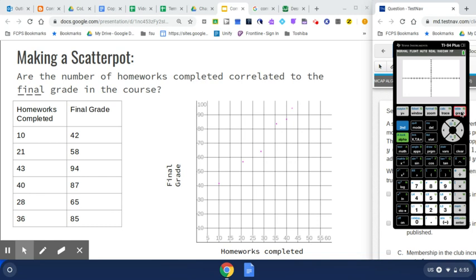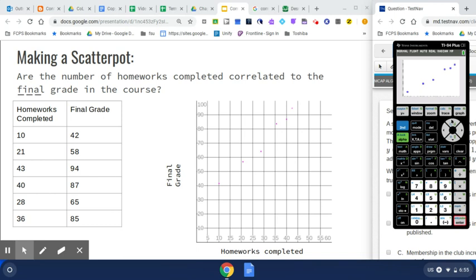But notice that I'm just seeing the standard window from -10 to 10 on both X and Y axis. So I do need to zoom. So I'm going to hit the zoom key, and then zoom stat is the one that I want. That will zoom into the statistics, the numbers that I've placed into that stat edit screen. So zoom stat, it's number 9.